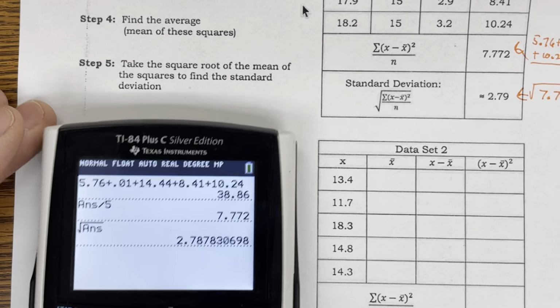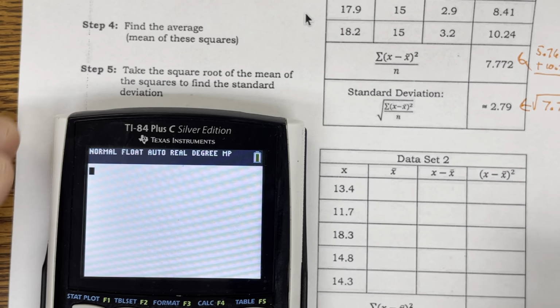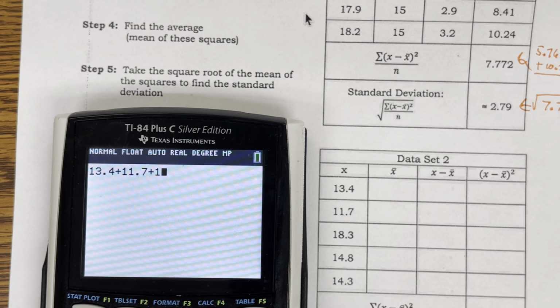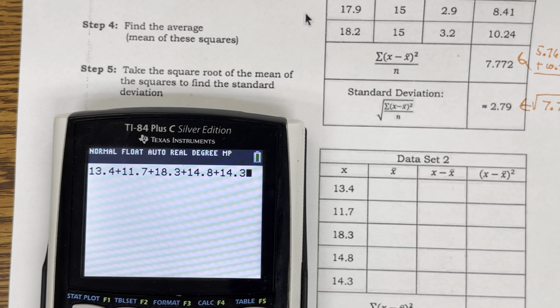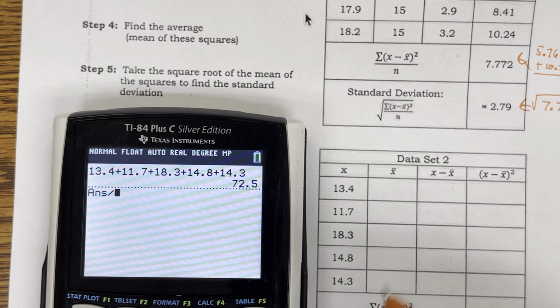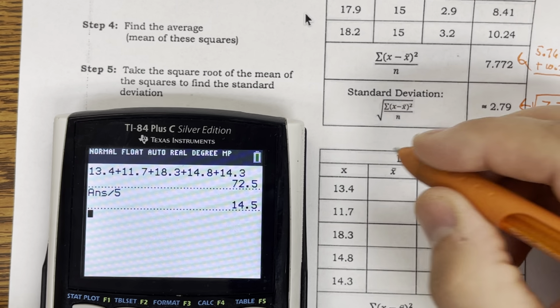So first step, we have to find the mean. So 13.4 plus 11.7 plus 18.3 plus 14.8 plus 14.3. And I get 72.5 divided by 1, 2, 3, 4, 5. There are 5 of them. We get 14.5.